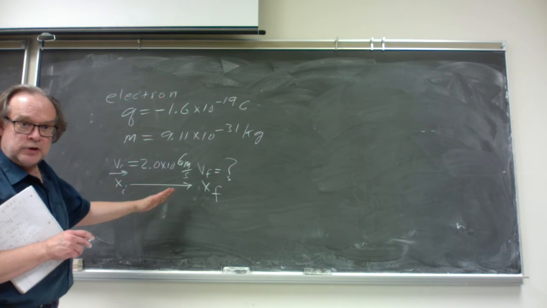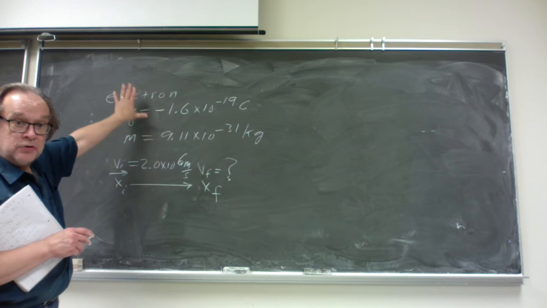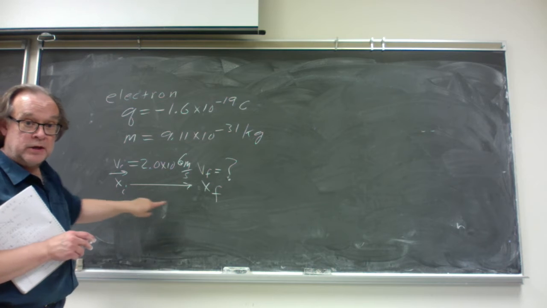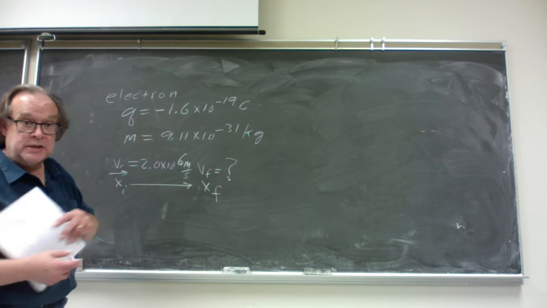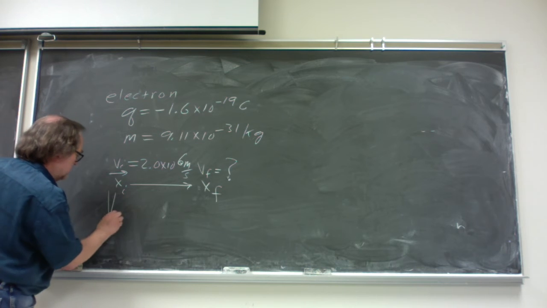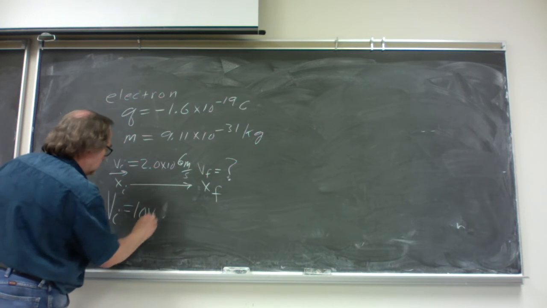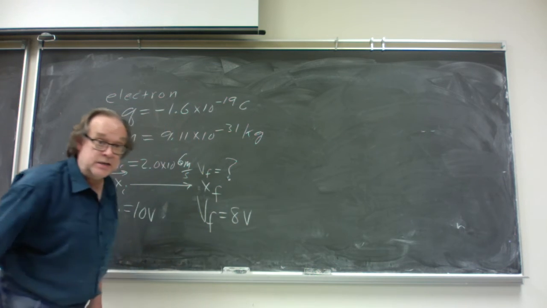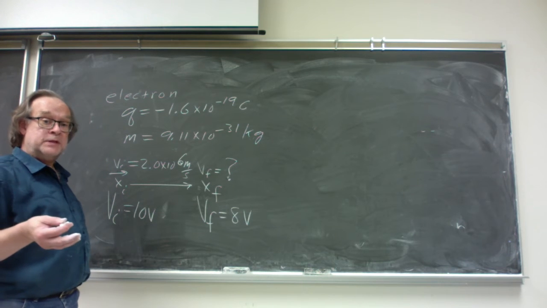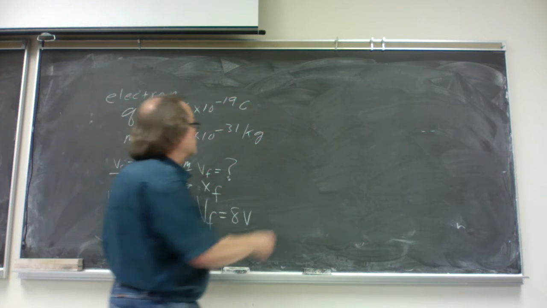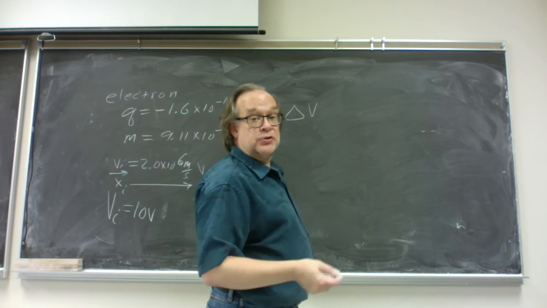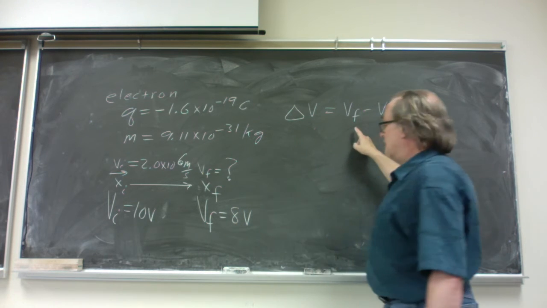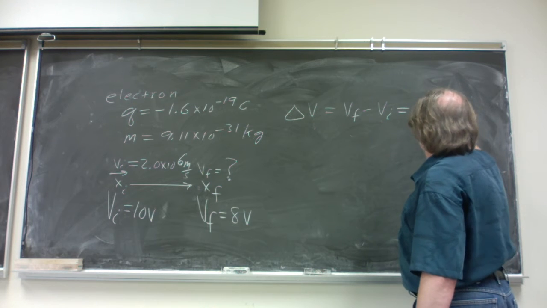And this electron is moving through a region of space that has other charges nearby. Those other charges nearby create potential at this point and at this point. We'll say that the potential at the initial location is 10 volts, and the potential at the final location is 8 volts. So the potential change that the electron feels in moving from the initial to the final location is just final minus initial, and that's 8 minus 10, or minus 2 volts.